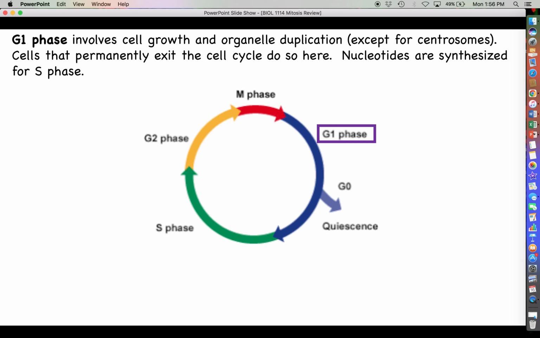So it turns out that not every cell in the human body and in a lot of organisms is necessarily going to be going through the cell cycle all the time. So for example, nerve cells and heart cells do not go through the cell cycle at all. We say that they have permanently exited the cell cycle. So if a cell is going to exit the cell cycle, it will do so here and it will become quiescent.